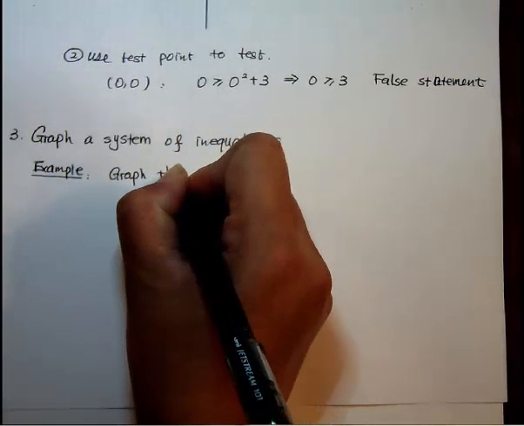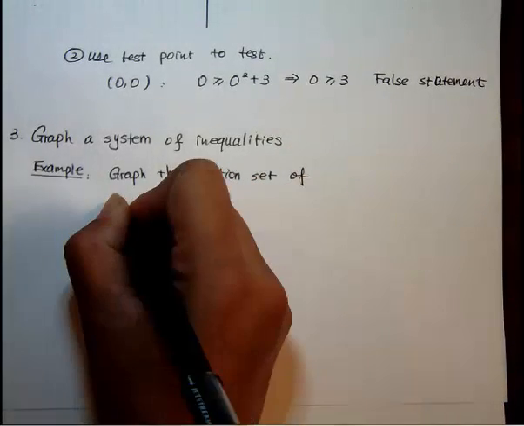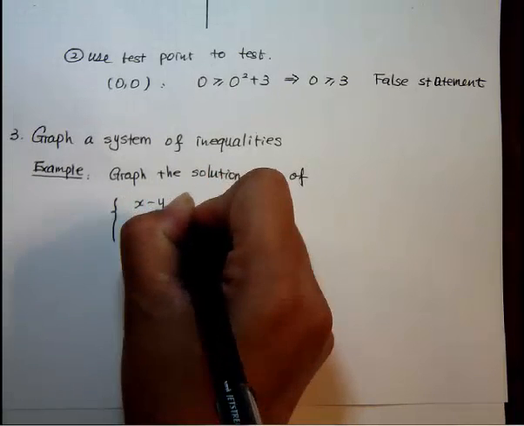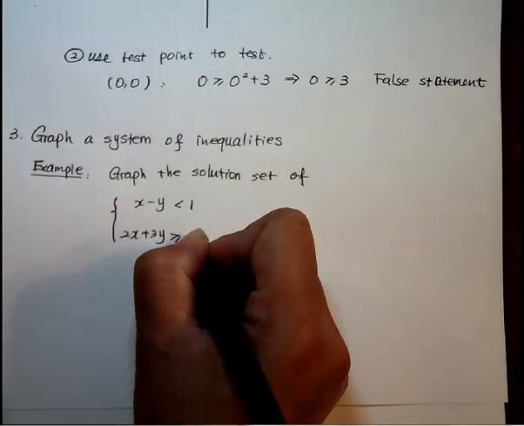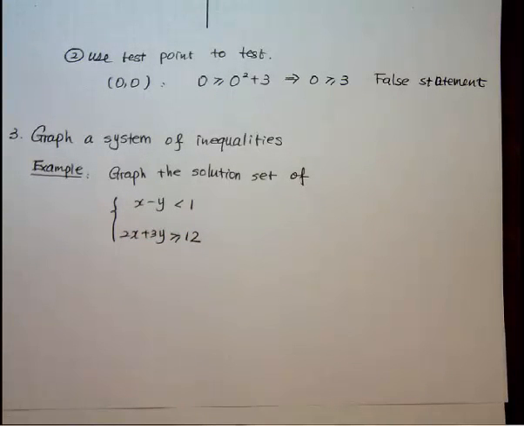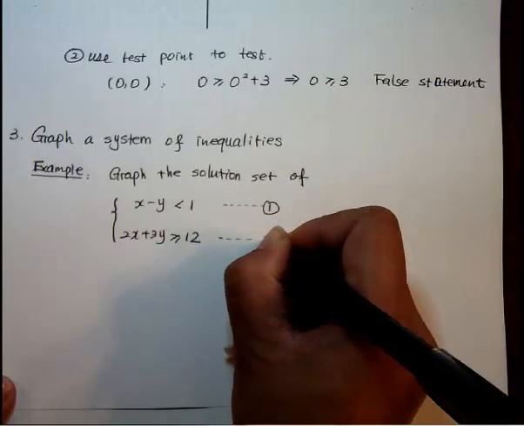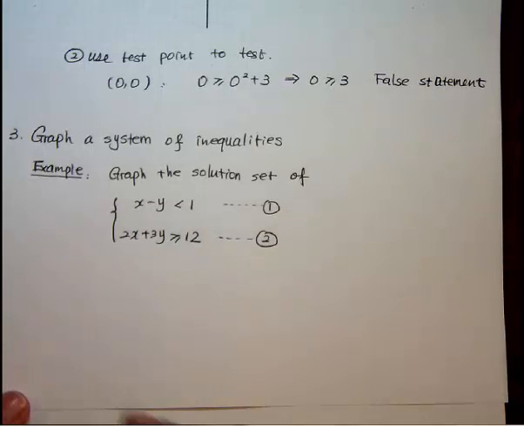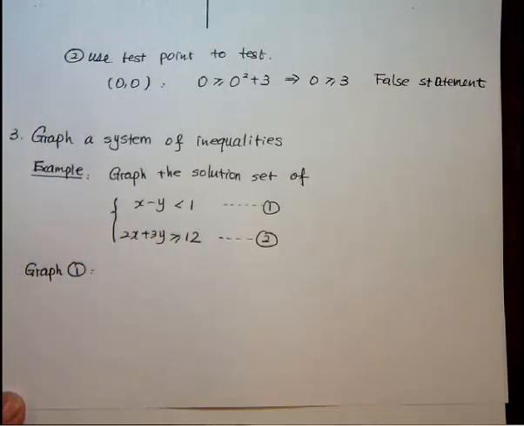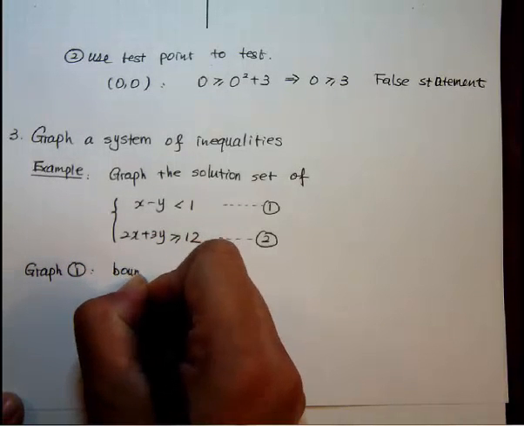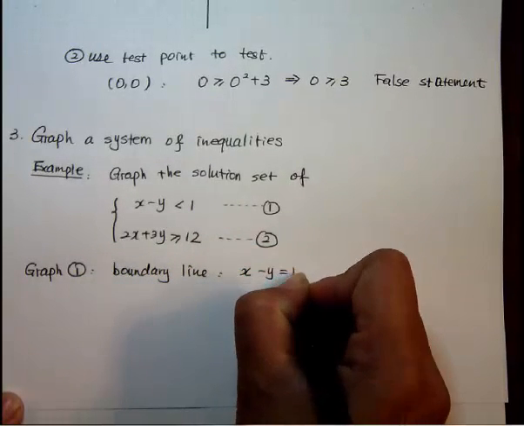Graph the solution set of this system, which is given: x minus y less than 1, 2x plus 3y greater than or equal to 12. There are different ways to do the problem. Let's see. If I name these 1 and 2, I'm going to graph inequality 1 first. Inequality 1, the boundary line is x minus y equals 1 with a dashed line.